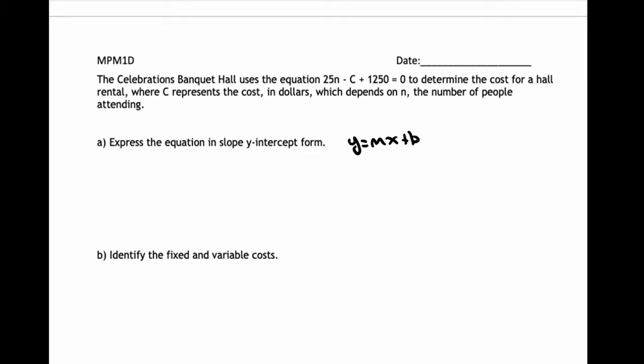It's going to be a little bit different because the variables used are different, but because we've talked about the cost c depending on n, or the number of people attending, we can replace our dependent variable y with c because we know that c depends on n, and then we can replace our independent variable x with n because we know that the number of people does not depend on the cost. The cost depends on the number of people. So you could think of it as I wanted to get it into c equals mn plus b form.